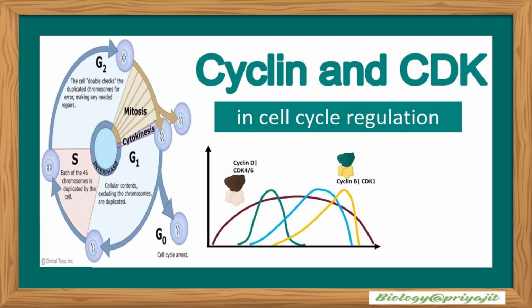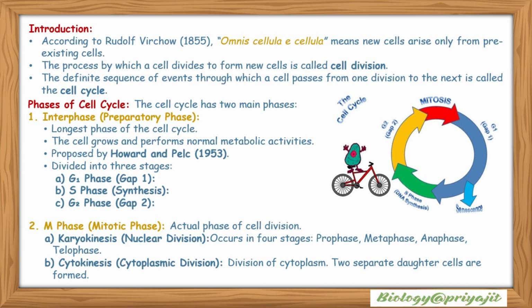So let us understand this regulatory system in a simple and systematic way. Introduction. According to Rudolf Virchow in 1855, he stated that omnis cellula e cellula, that means new cells arise from pre-existing cells. The process by which a cell divides to form new cells is called cell division, and the definite sequence of events through which a cell passes from one division to the next is called the cell cycle.